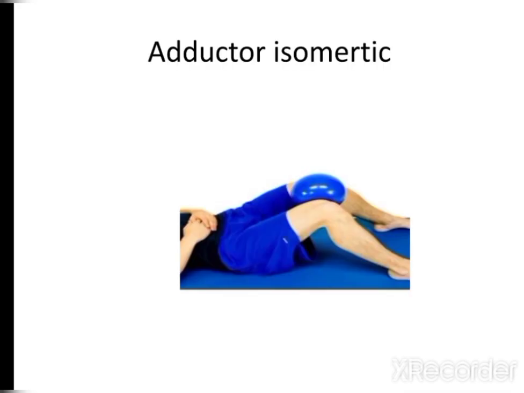There are some exercises that relieve SI joint pain and discomfort. The first exercise is hip adductor isometric. For this exercise, the patient is in a 90-degree flexed position, a ball is placed between the two knees, and ask the patient to press the ball and hold it for 5 seconds and then relax.